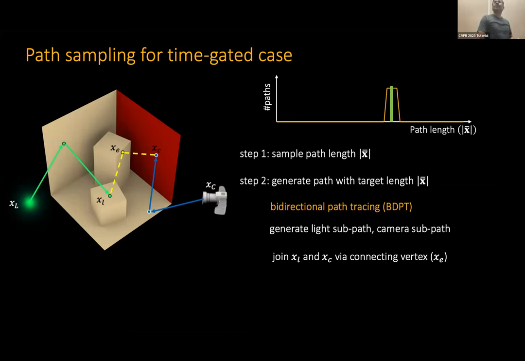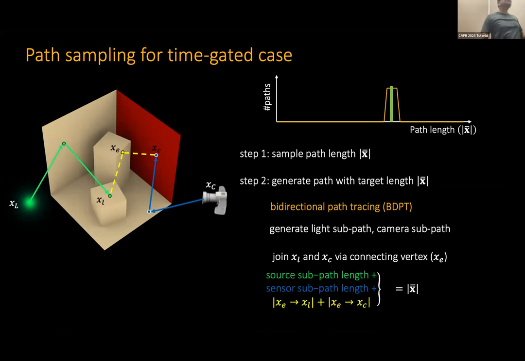So in particular, what I need to do is generate this vertex so that the total path length, which is the sum of the green arrows, the blue arrows, and the yellow dashed line, or the sum of the source subpath length, the sensor subpath length, and the new two edges that were created because of the connecting vertex, the total path length is constant.